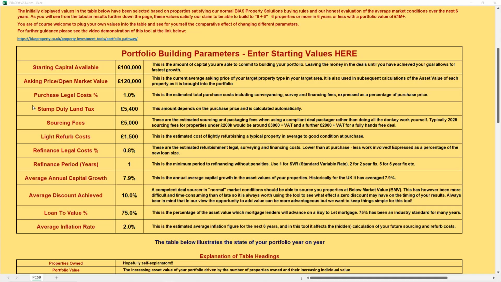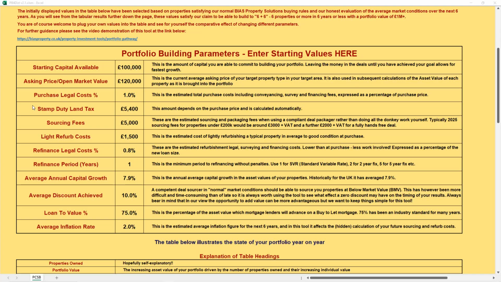So for our recommended model, we say stick with standard variable rate, and generally speaking you'll have no problems remortgaging a year after purchase. Remortgaging any earlier than a year after purchase is technically, according to some authorities, mortgage fraud, because a mortgage is intended to be a long-term loan, not short-term finance.